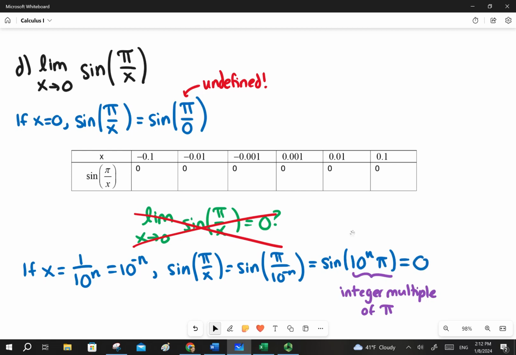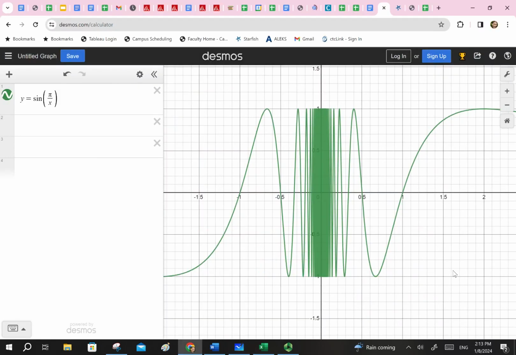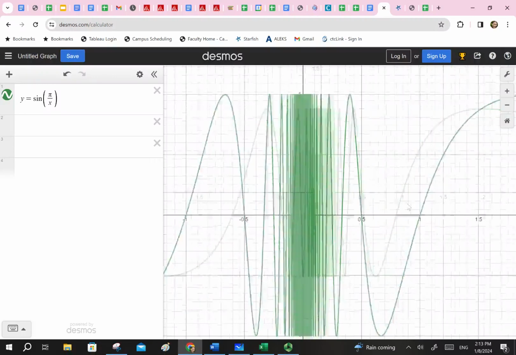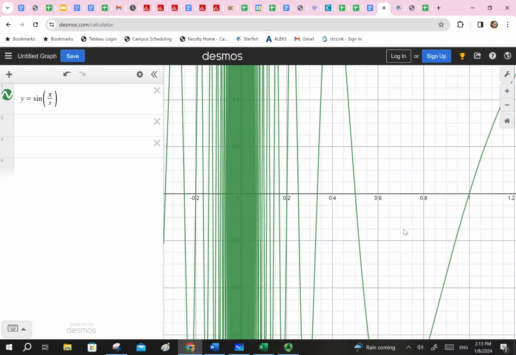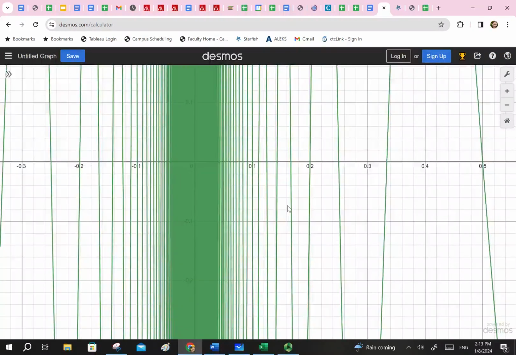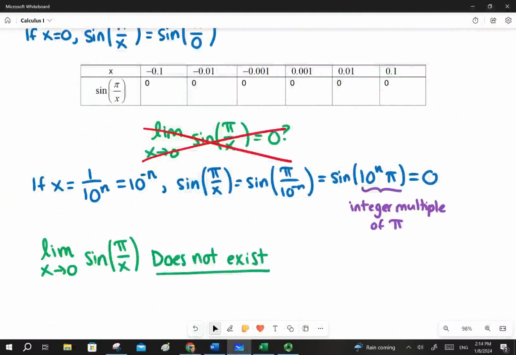To see what's really happening with this limit, we should look at the graph of the function. From the graph, we can see that the function continues to oscillate between -1 and 1, no matter how close to x equals 0 we get. Zooming in doesn't help. The oscillations just get faster and faster. There is no way to get close enough to x equals 0 that the y values are suddenly getting closer to one particular value. Because of this behavior, we say that the limit does not exist.